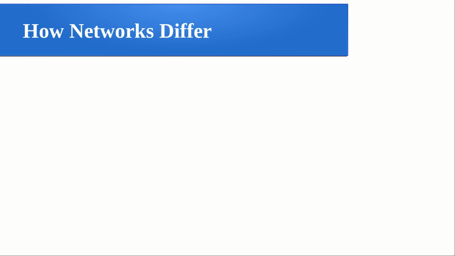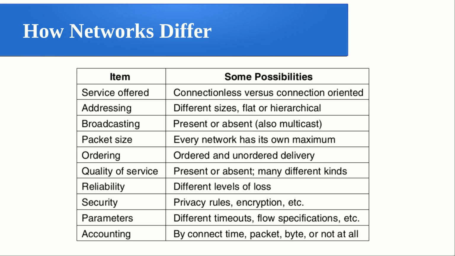Right, so if you are looking at how networks differ from one to another, there are many criteria on which networks will differ. Some of them are listed here. As the first one, say the service offered. What kind of service is being offered? Some networks provide you a connectionless service, like the IP service, Ethernet, right? But if you are looking at TCP and all, they are providing a connection-oriented service.